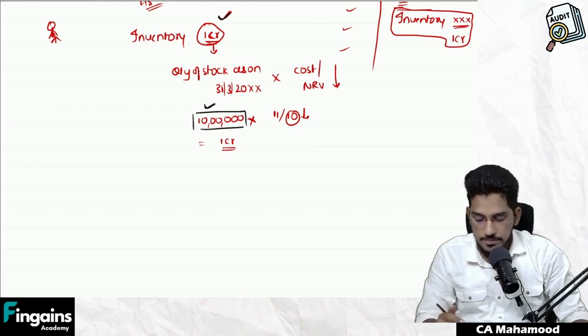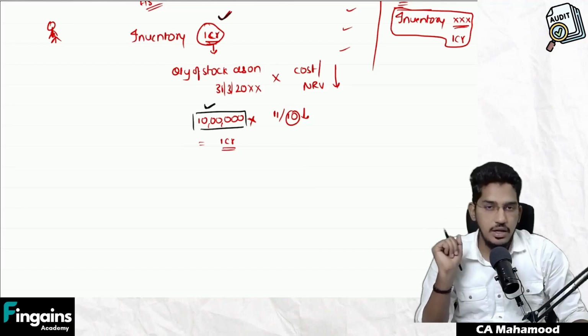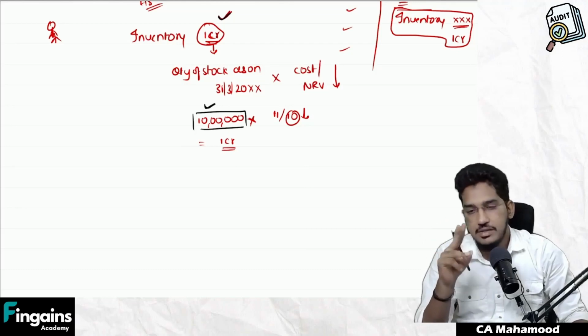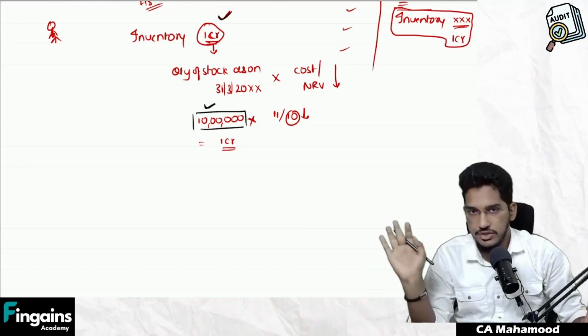I need to obtain audit evidence. Then cost or NRV per unit, whether it has been determined correctly or not, that I need to obtain audit evidence. When I am able to obtain evidence regarding these two things, obviously I can judge whether the inventory value is correct or not.